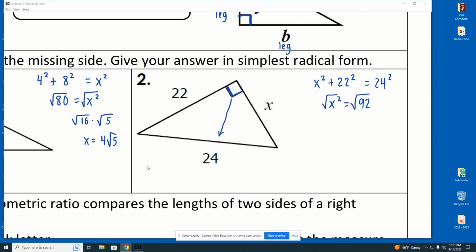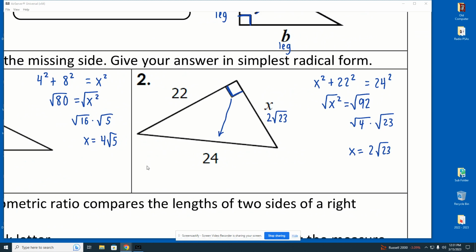Is that a perfect square? No. So I'm going to break it down to, yep, 4. If you try them, 46 is what 92 divided by 2 is. 36 won't work. 25 won't work. 16 won't work. 9 won't work. 4 is the first perfect square that works, and it goes in there 23 times. So my simplified value for X for this leg is 4 comes out as a 2 times the square root of 23. So this leg is 2 square root of 23.